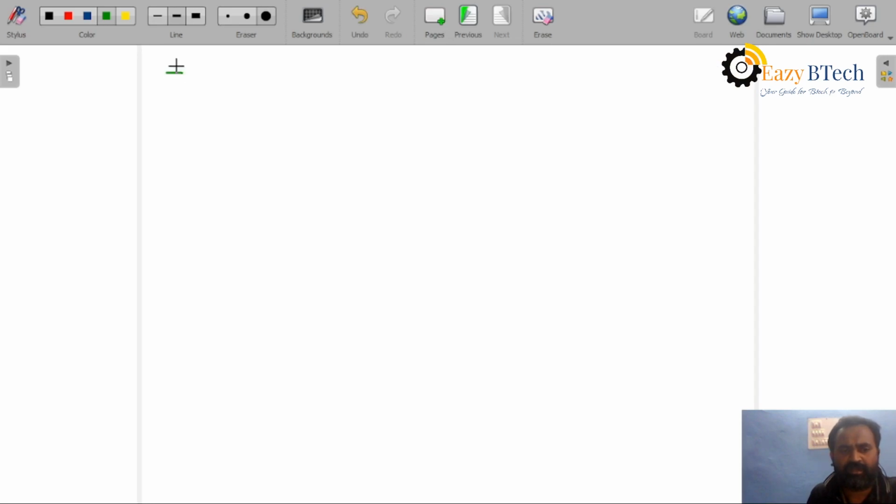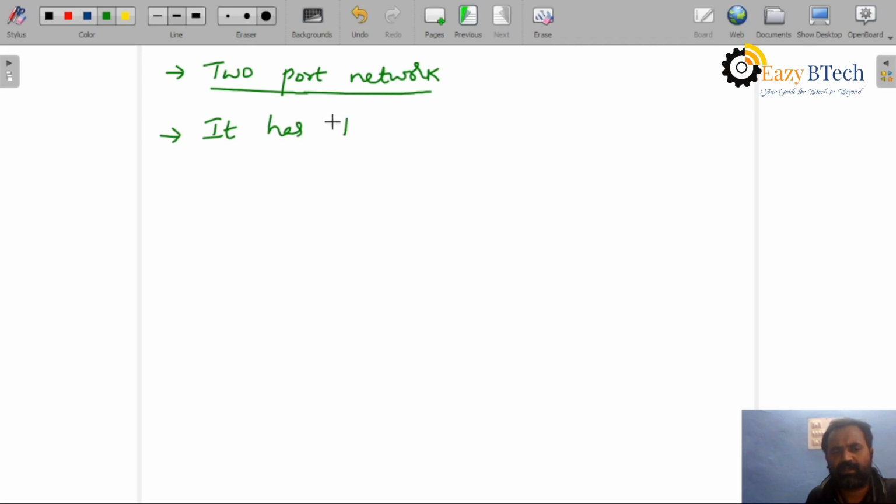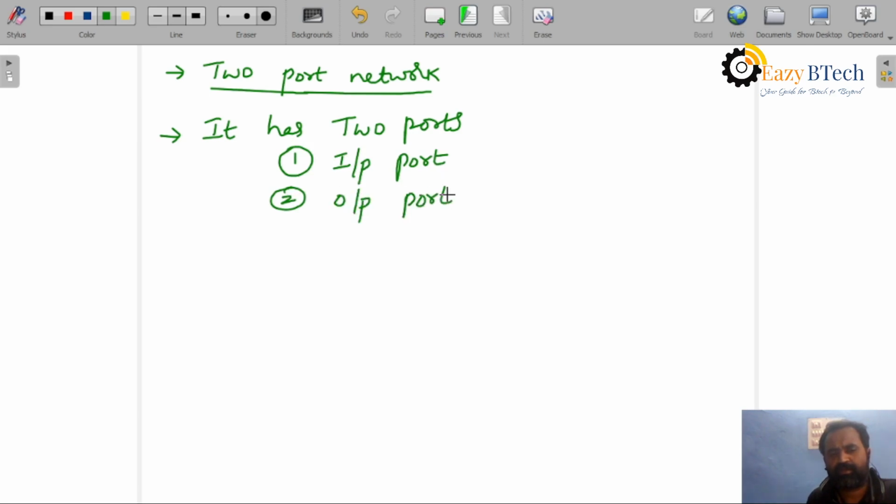Okay, students. Before going to hybrid parameters, we will discuss what is a two-port network. It has two ports. One is an input port and the second one is an output port.